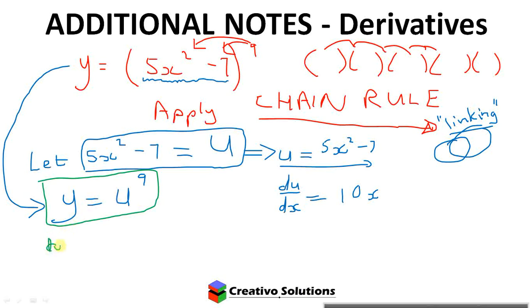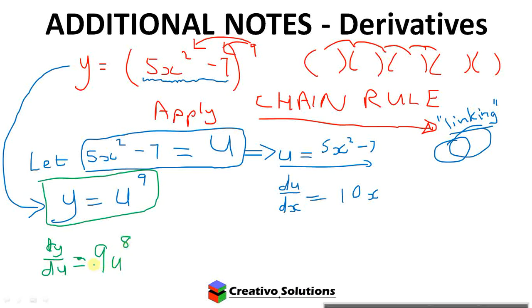Well, this would be dy over du. Okay, so now I'm deriving this expression in terms of u. Does that make sense? I've got y's and I've got u's. So if I'm finding a derivative, what is the derivative of u to the 9? 9u to the 8. Is that okay?